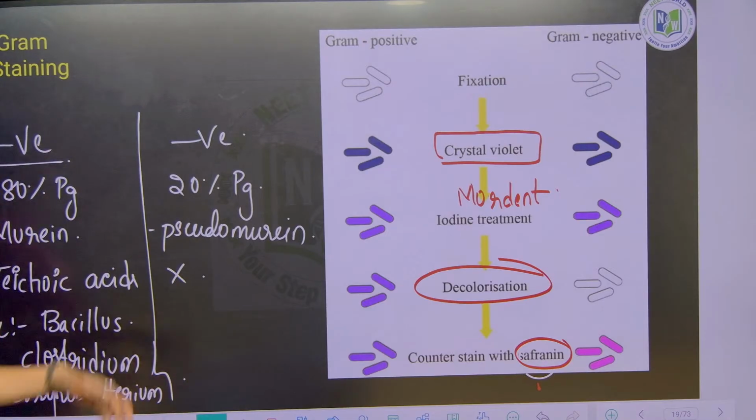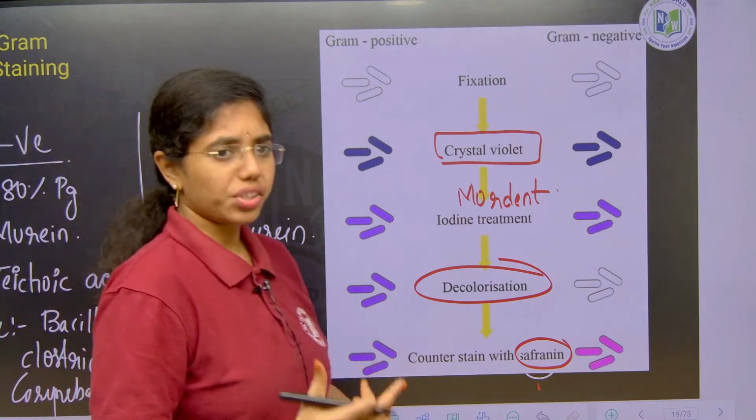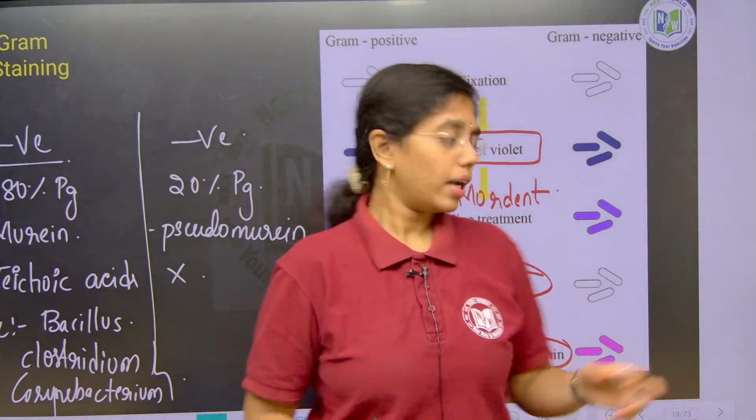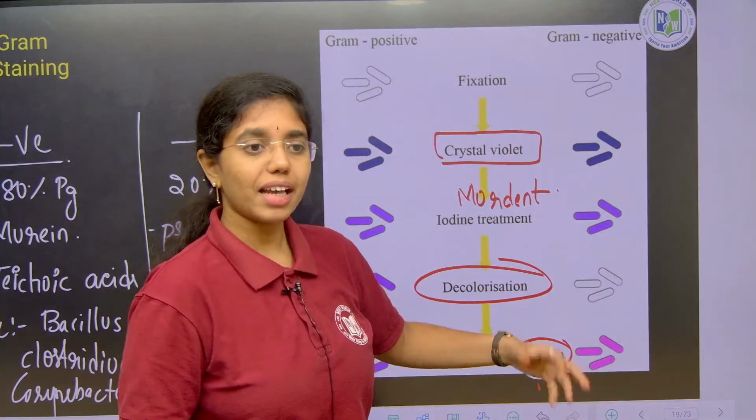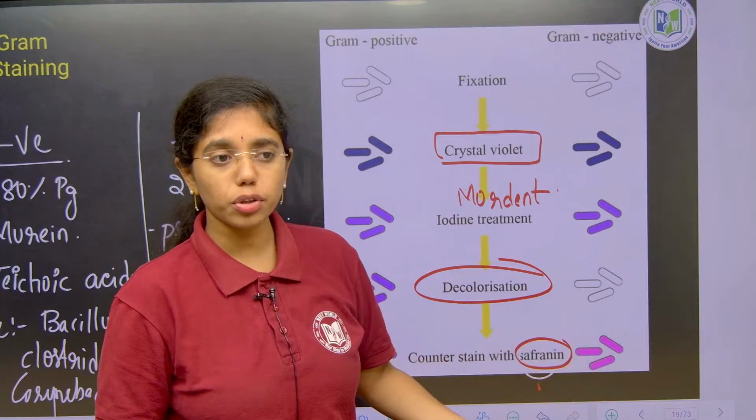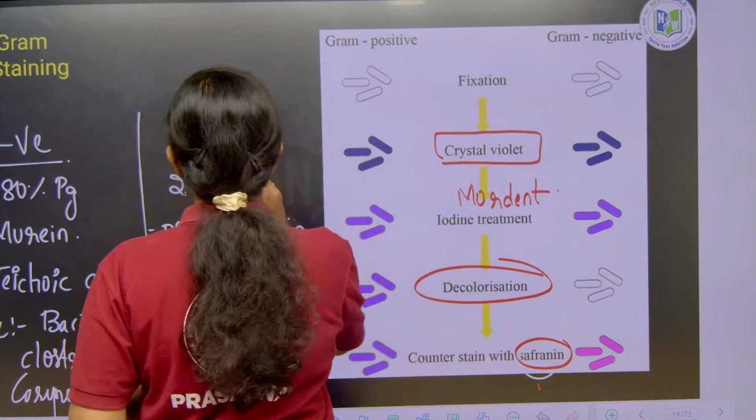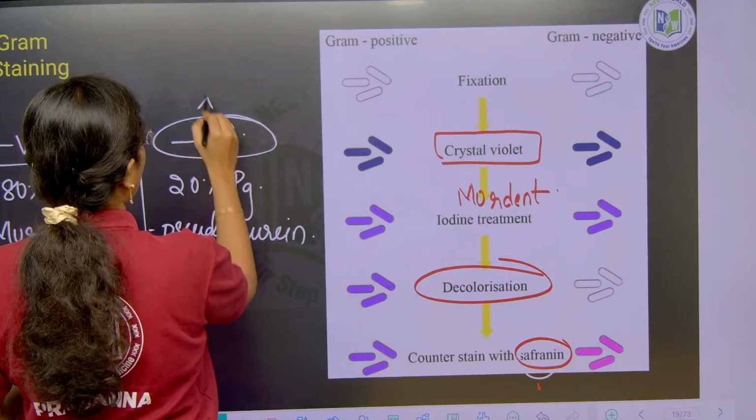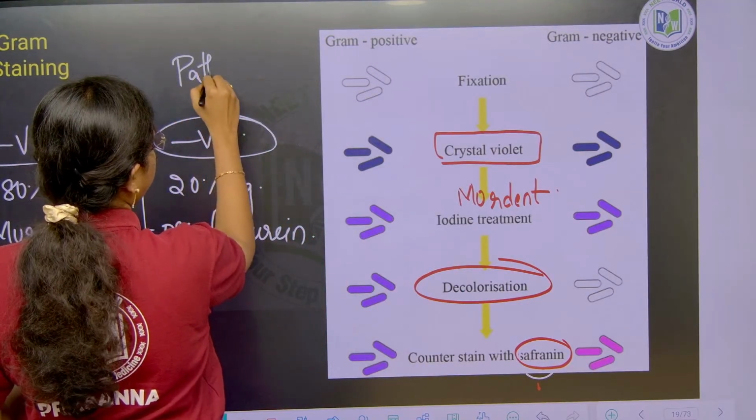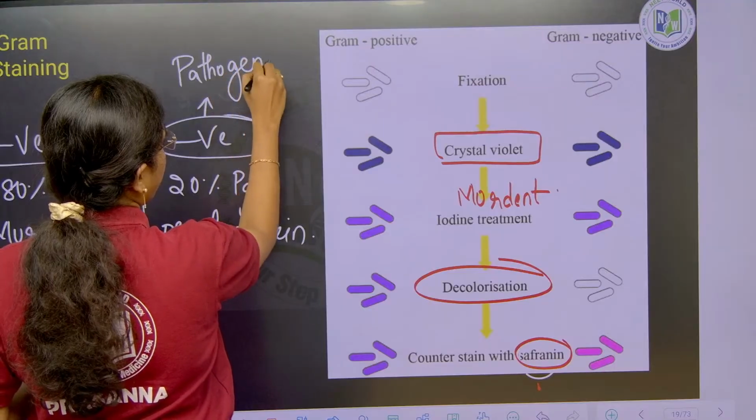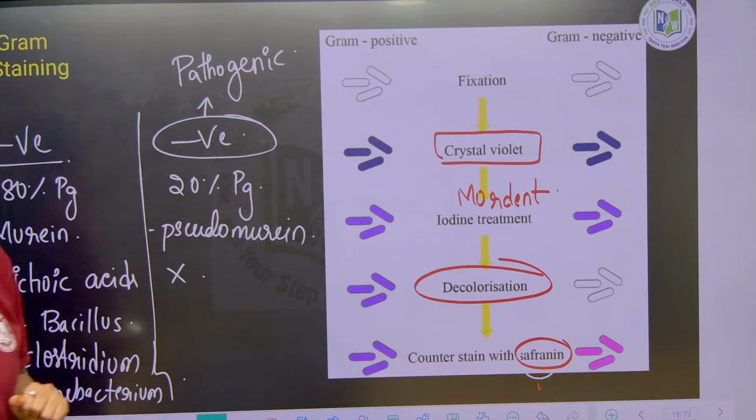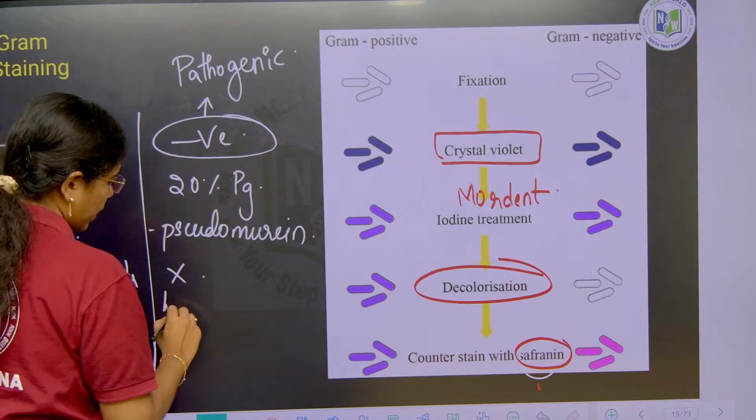As gram negative bacteria can change and adapt, it is restaining all the time, right? It can change and adapt. Most of the pathogenic bacteria are gram negative bacteria only. Most of the gram negative bacteria are pathogenic. Got it? Examples here you can take.